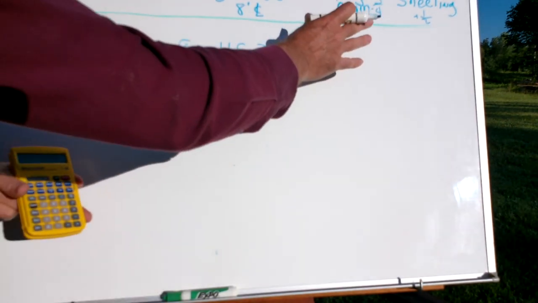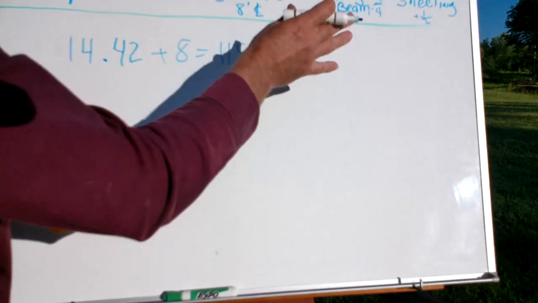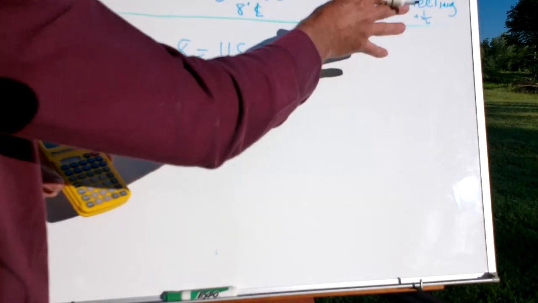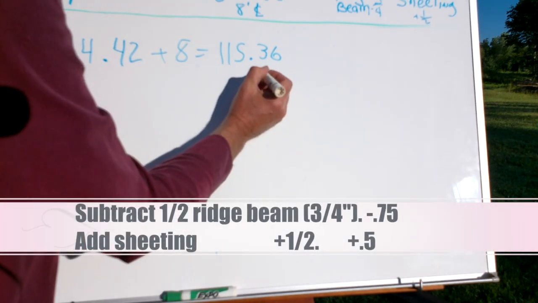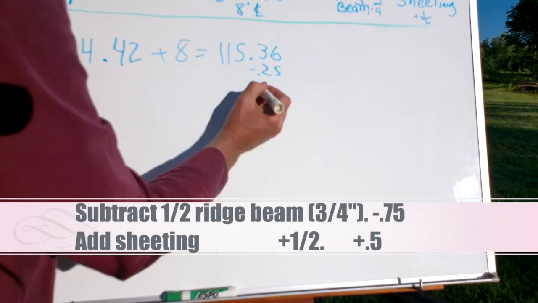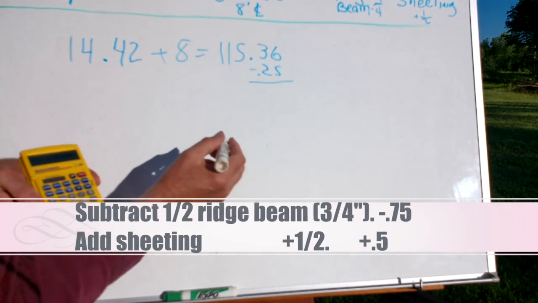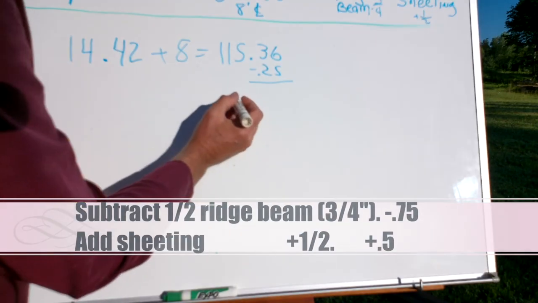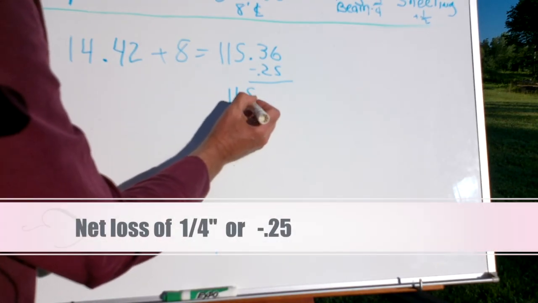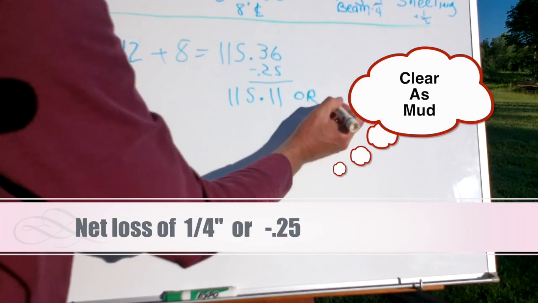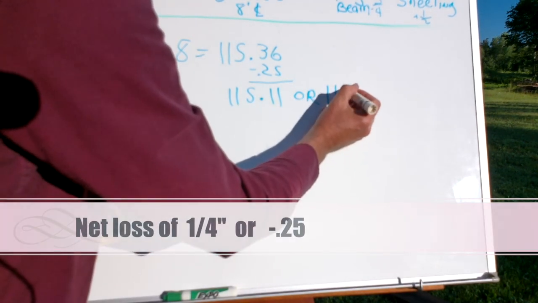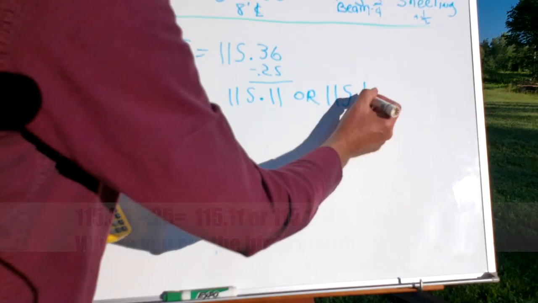We have a ridge beam and we have a sheeting. You got to take away for the ridge beam 3/4 of an inch. You got to add for the sheeting a 1/2 inch. So you got to take away minus 0.25. That's for the ridge beam and sheeting. So you come up to 115.11, or 115 1/8 inches.